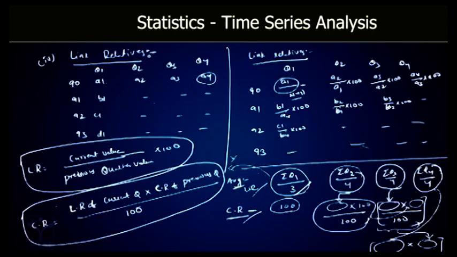So that will be the chain relative for the fourth quarter. Now okay, that is a chain relative for the fourth quarter.